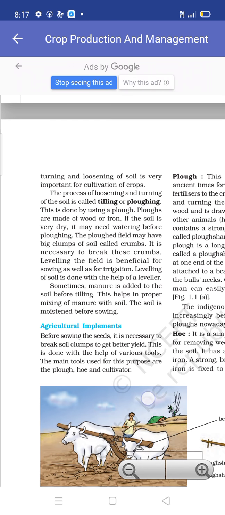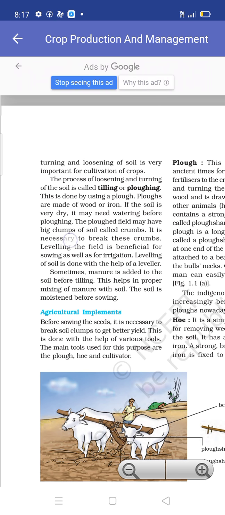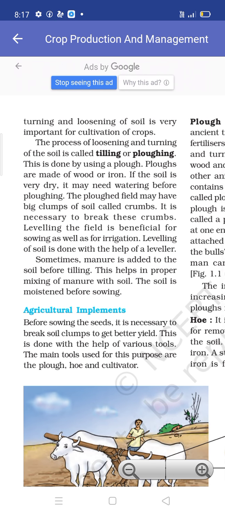So then we will know about the agricultural implements. What are the agricultural implements? Before sowing the seeds, it is necessary to break soil clumps to get a better yield. This is done with the help of various tools. The main tools are the plough, hoe and cultivator. These implements are very useful and beneficial for the better quality of the soil.